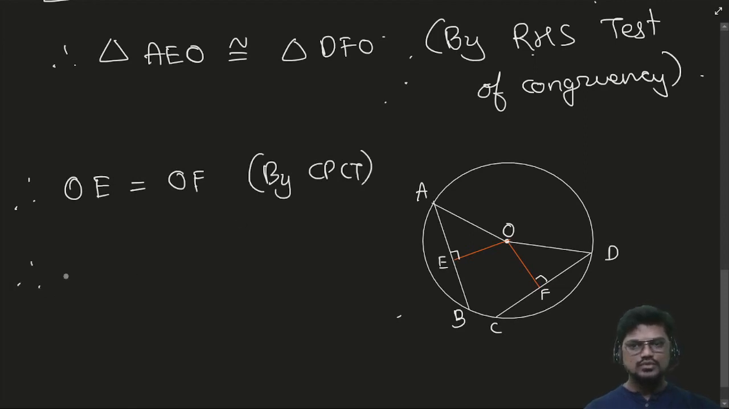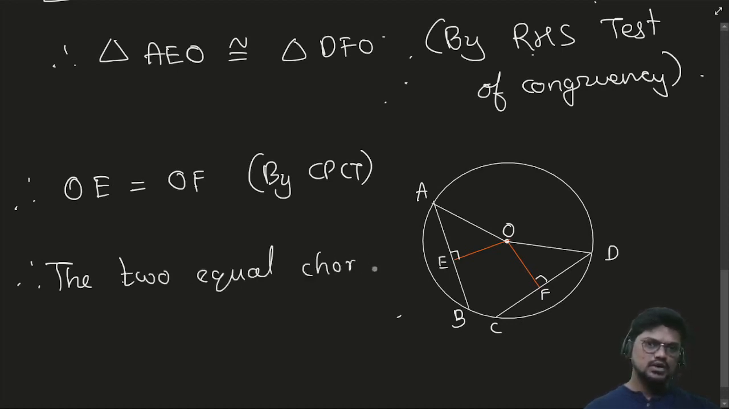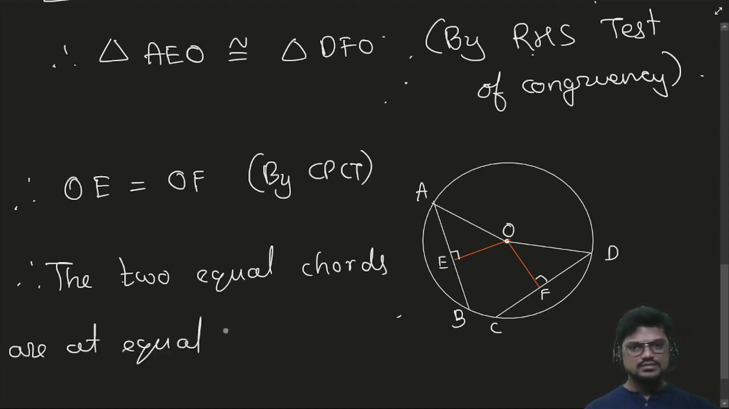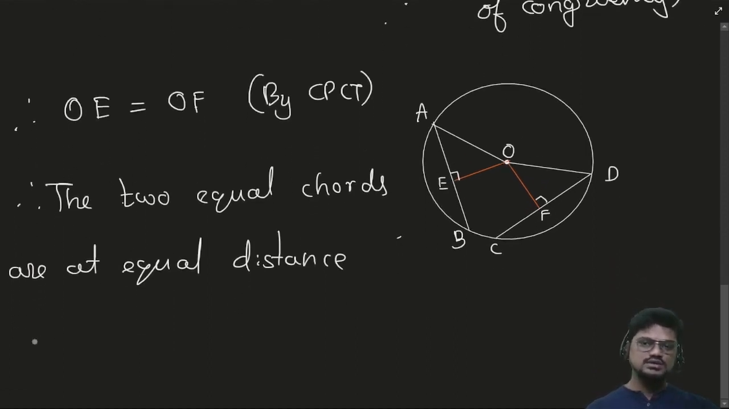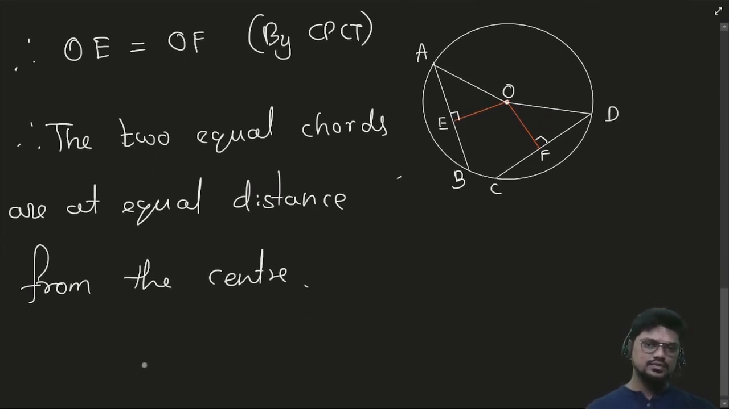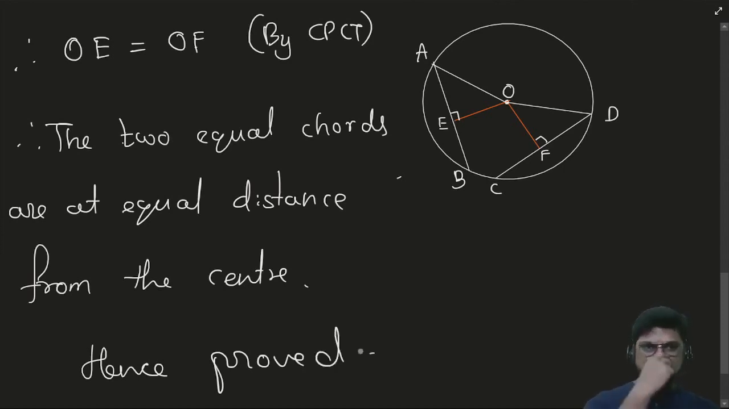And therefore what we can say: the two equal chords are at equal distance from the center. Got it? And you can write over here, hence proved. Got it, everyone? How many of you have understood? Please raise your hands.